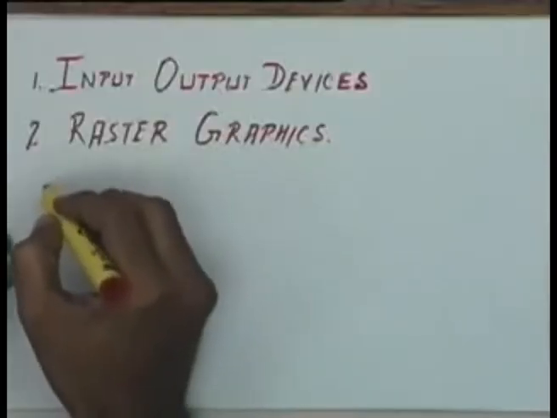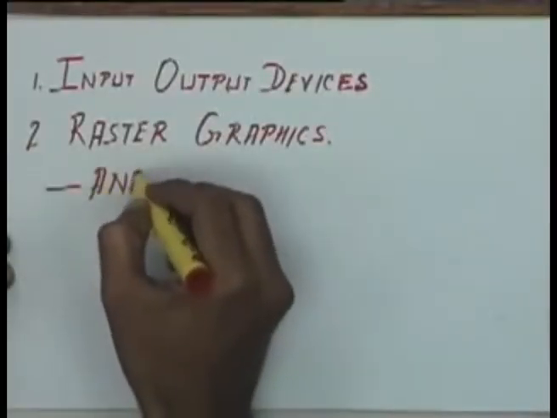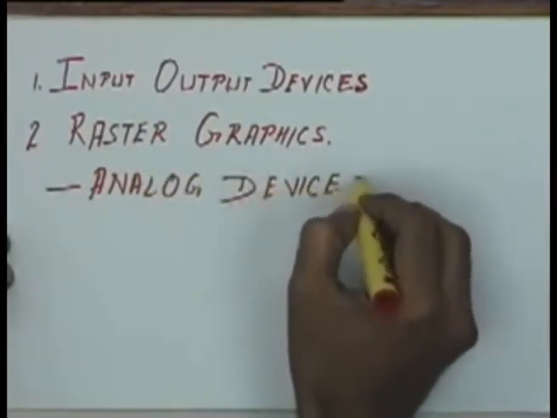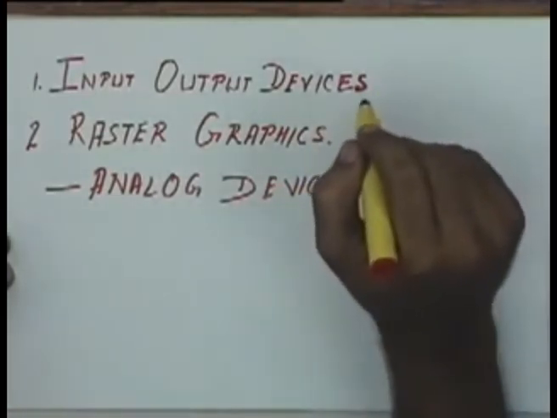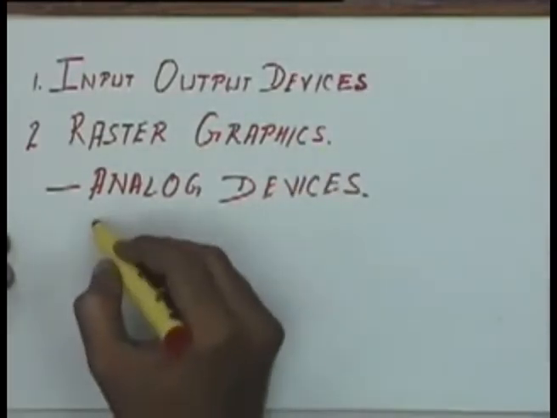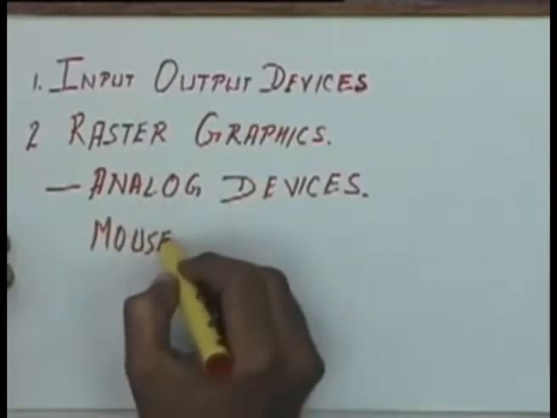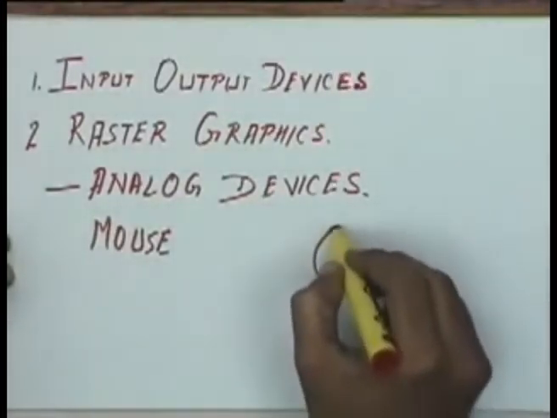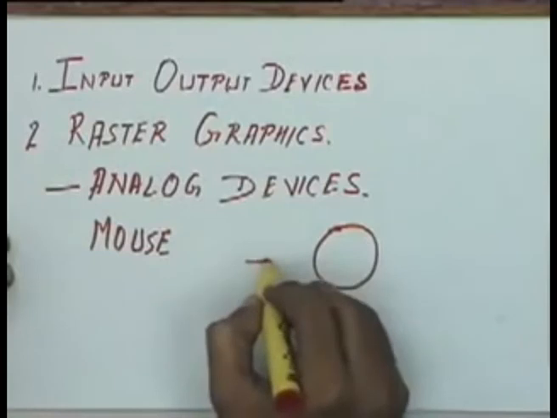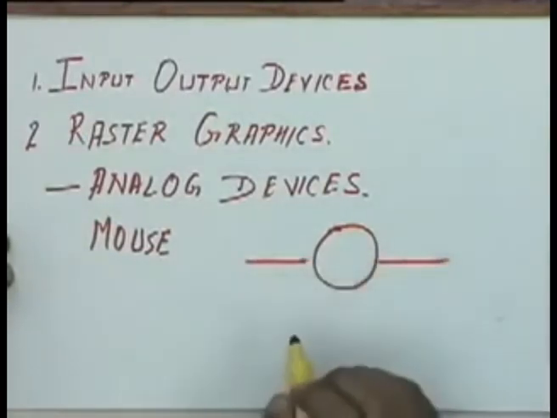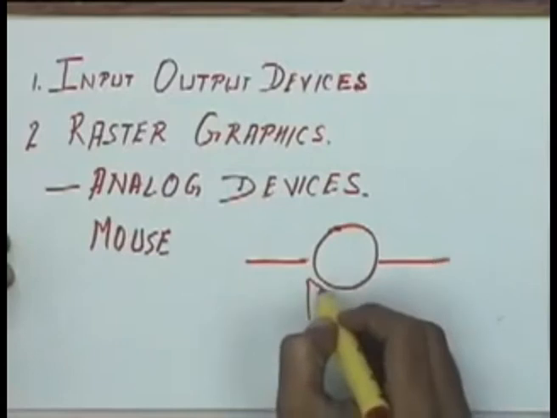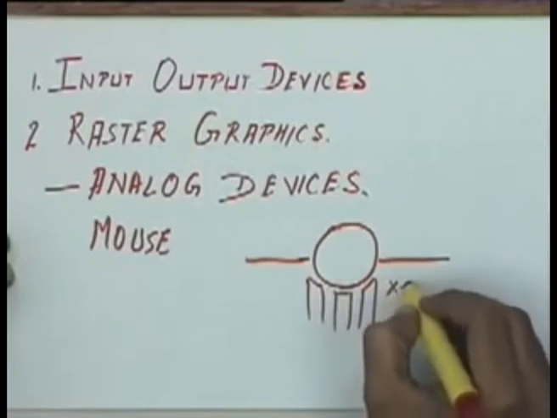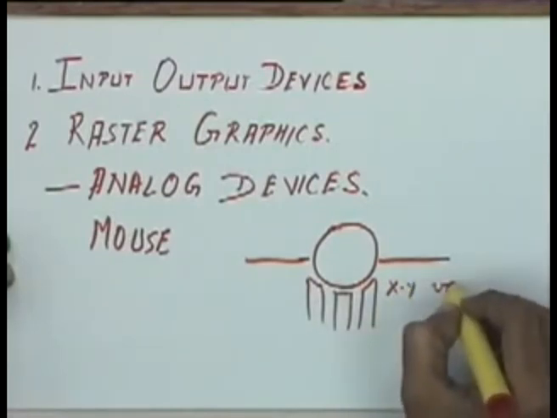If we start with the input devices, we will first talk of what are analog devices. One of the most common analog devices that are used in a CAD system is a mouse. The basic principle on which a mouse works is that you have a ball, and under the ball we have XY transducers which are fixed. So they are basically, let us say, X and Y variable resistors.